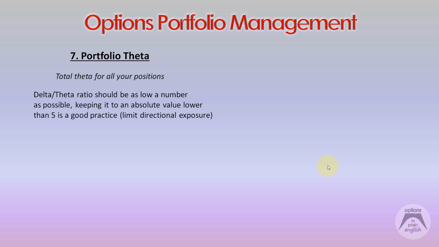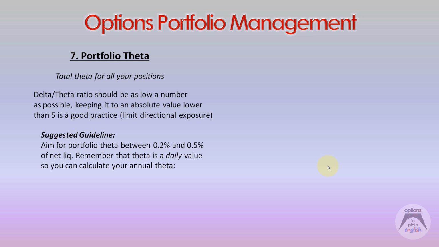So if you have, for example, in our previous example, a portfolio that's 100,000, and you have 1,000 beta weighted deltas, and you have a theta of $200 per day, then the delta theta ratio is going to be 5, which means that you are exposed too much to price movement, and you're not benefiting too much from the theta or the time decay.